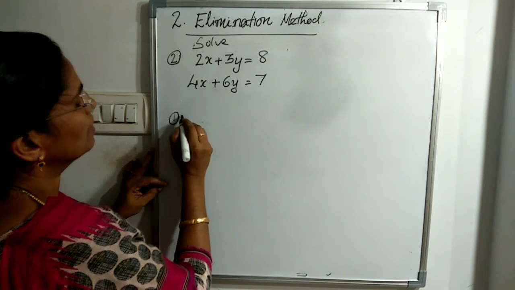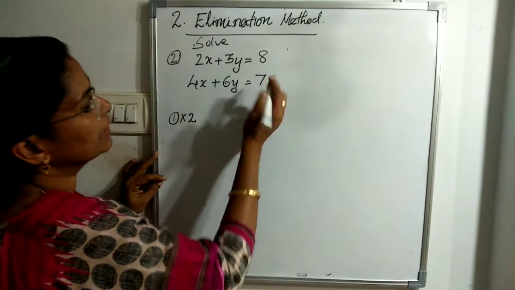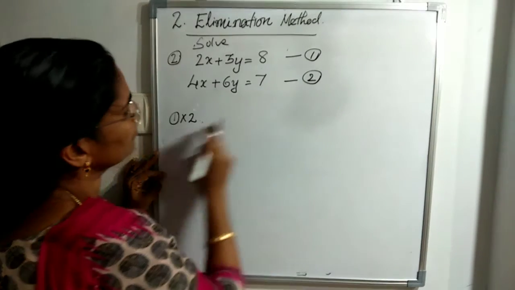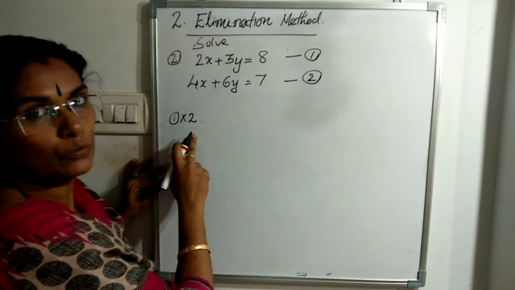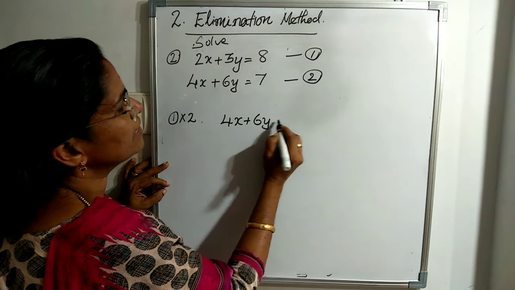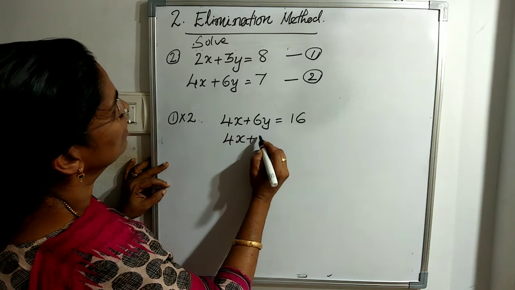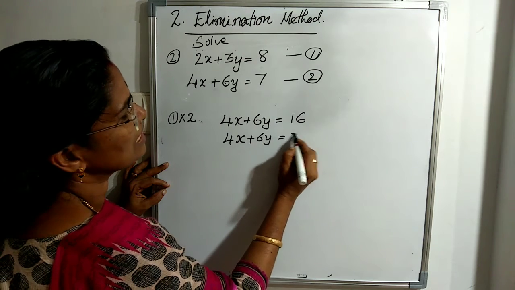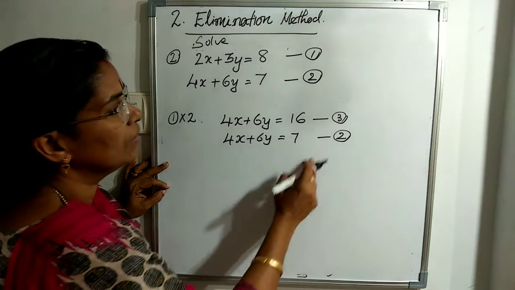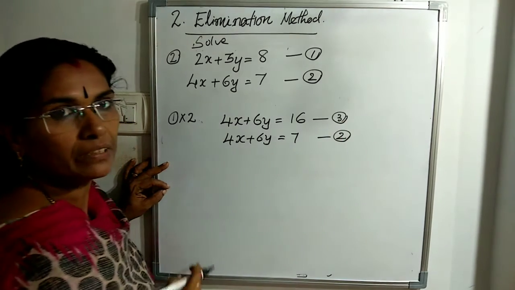Okay, our first step is making the coefficient of one variable the same. So multiply the equation by 2. Make the first equation equation 1 and the second equation 2. Now multiply the first equation by 2, and it becomes 4x plus 6y equal to 16. The second equation, 4x plus 6y equal to 7, has no change, so we write equation 2 itself. But the first equation we changed, multiplied by 2, so we write it as equation 3.